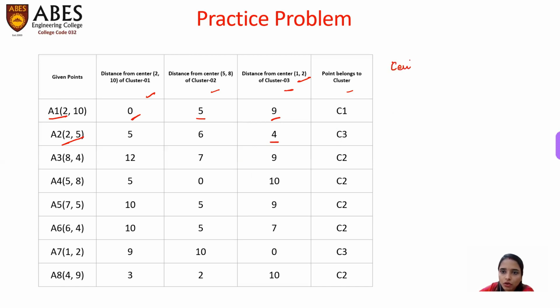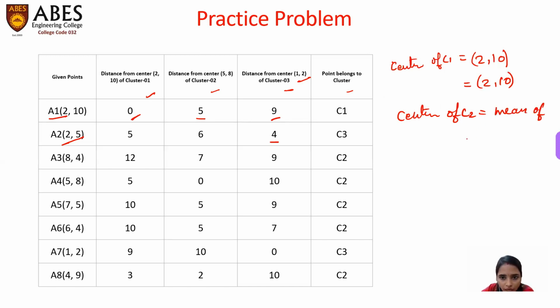So the center of C1 is equal to the mean of all data points which are in C1. So there is only 2, 10 in C1. So the new center of C1 is also 2, 10, because there is only 1 point. Now the center of C2 is equal to the mean of all data points which are in C2.